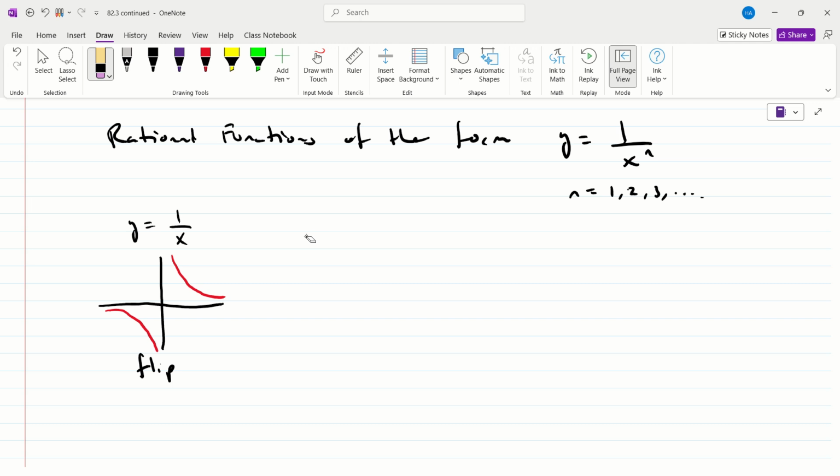Notice that for this function, on the far left-hand side, the y values go to 0. On the far right-hand side, the y values go to 0. And right in the middle, again, you have that flip.